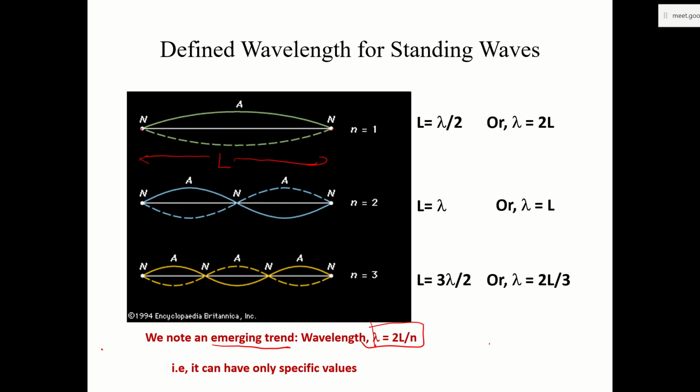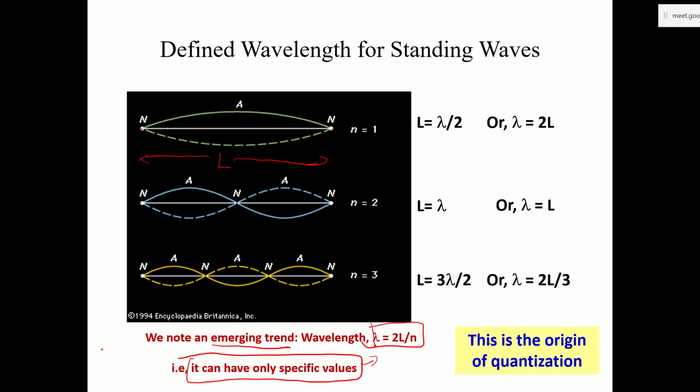Similarly, if you pluck it with some energy in between 2 and 3, applying a force, there will be no standing wave generated in the string. So a standing wave can have only specific values of wavelength, and so specific values of energy. And this is the origin of quantization. This is very basic.